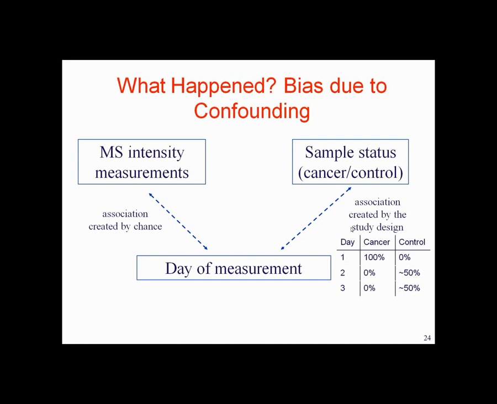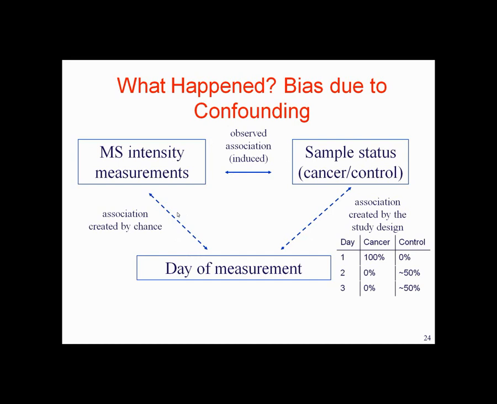So there is an association which was unfortunately created by design, by the decision to run the samples in an ordered way. And you have an association between the intensity measurements and day of measurement, which happened by chance. But because of this, there's an observed association between the intensity measurements and sample status, which is induced by these two associations.